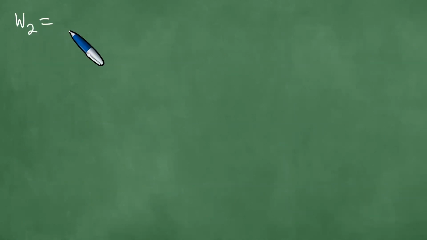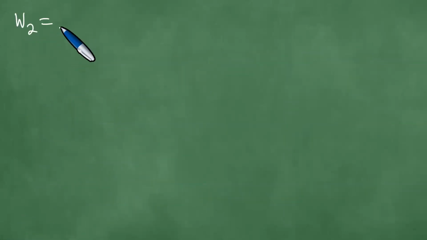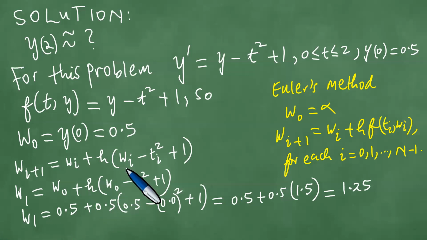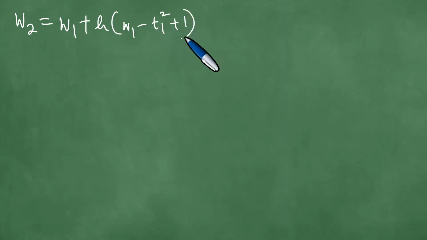Right, so W2 is obtained from the same relation. W2 is obtained when I is 1, because 1 plus 1 is 2, which means it's W1 plus H. And then we just need to remember the formula, which is W1 minus T1 squared plus 1, like so.